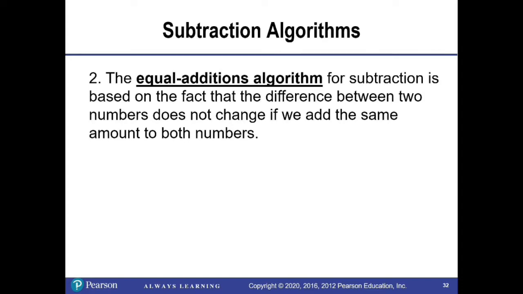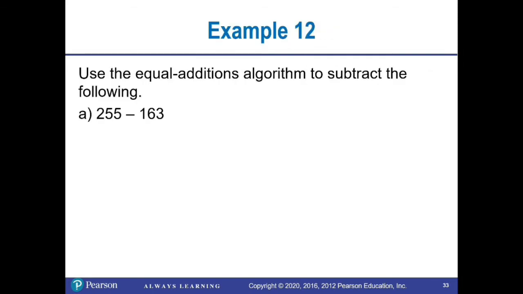Our next algorithm is called the equal addition algorithm. This one relies on the fact that subtraction between 2 numbers doesn't change if we add the same amount to both numbers. So what we're trying to do here is to get multiples of 10 or multiples of 100 to make the numbers easier to subtract. In this example, we have 255 minus 163. Well, for some children, this may be difficult to subtract.